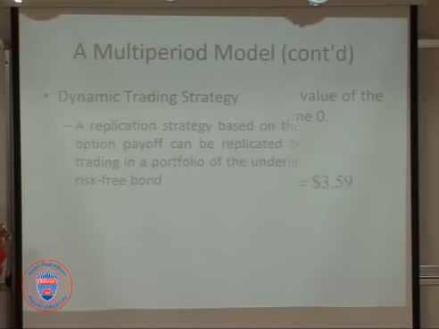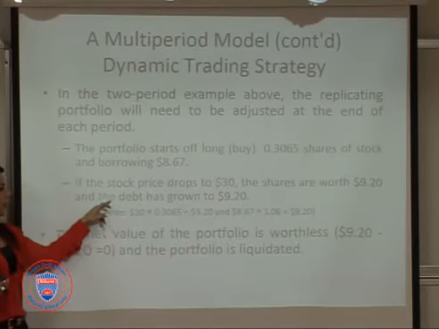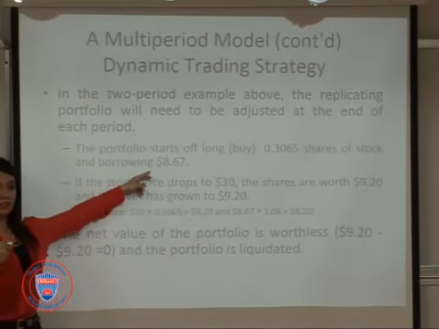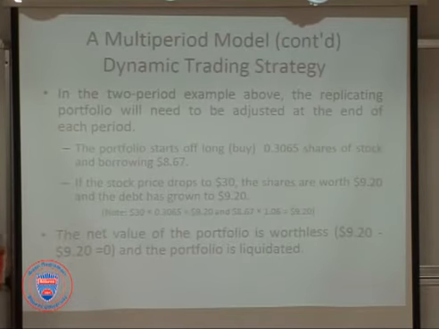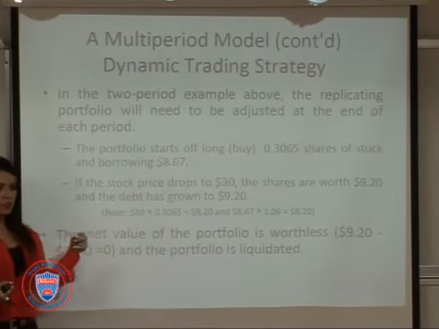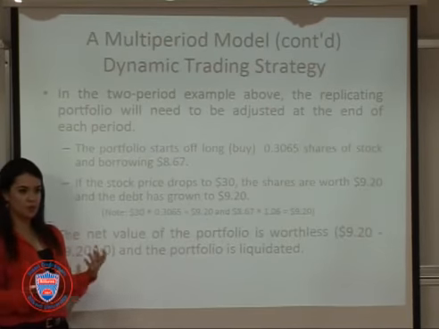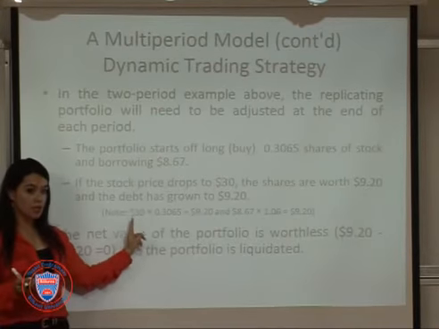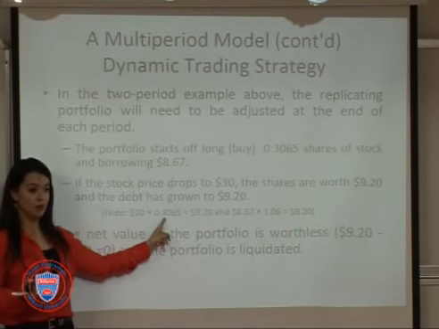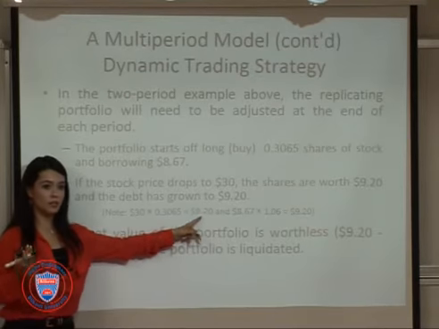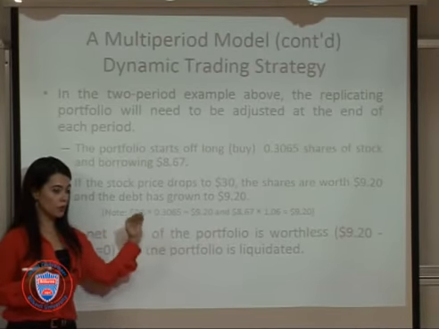So you start with buying 30% of a stock, and then you borrowed 867. After one period, there can be two things. The price can go down to 30, or it can go up to 50, I think. So let's focus on the case where the stock drops to 30. In this case, your shares will be worth how much? It's going to be how many shares you have times the price of the stock. The price of the stock became 30. You have 30% of a share. So the value of the stock became 920 after one period.